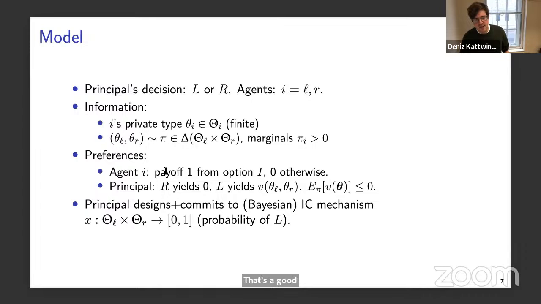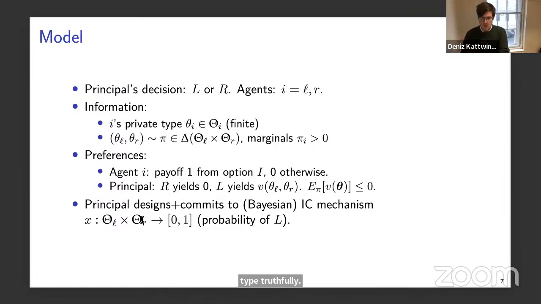So in this setting, what we do is we look for the optimal mechanism. We assume that the principal can commit. So there's some sort of revelation principle that we can invoke here. And what this means is that we can focus on mechanisms which specify for each pair of reported types, theta L, theta R, a probability of choosing L. And these mechanisms will be such that the agents are incentivized to report their type truthfully.